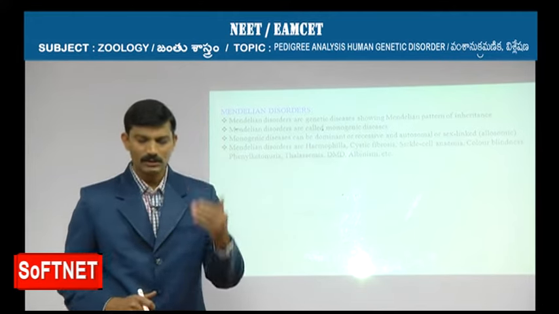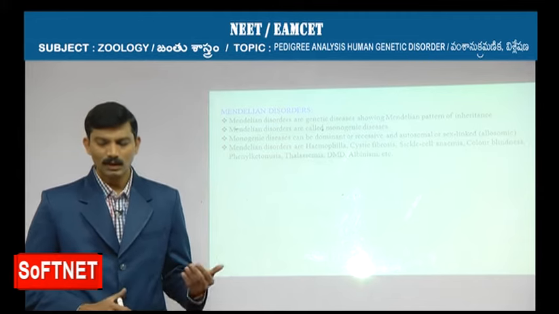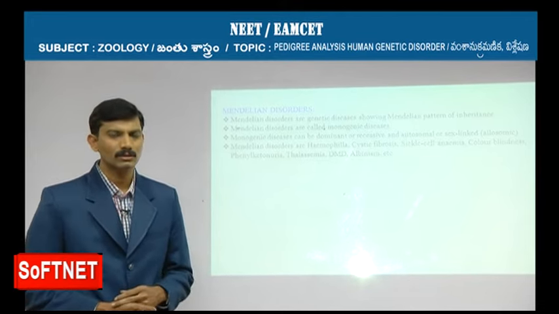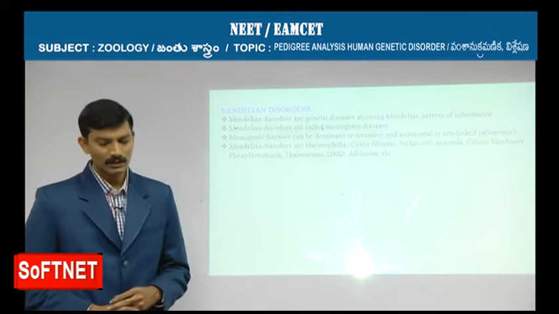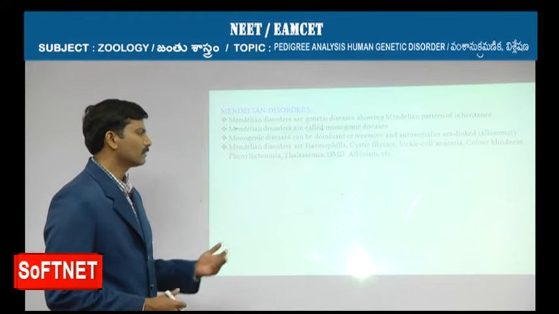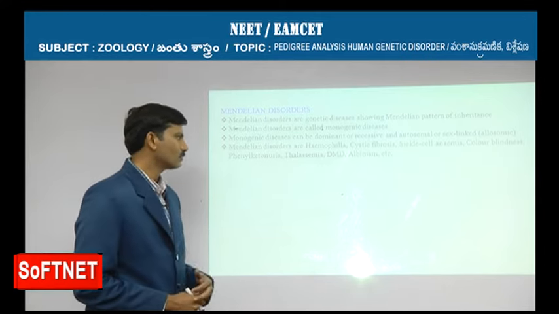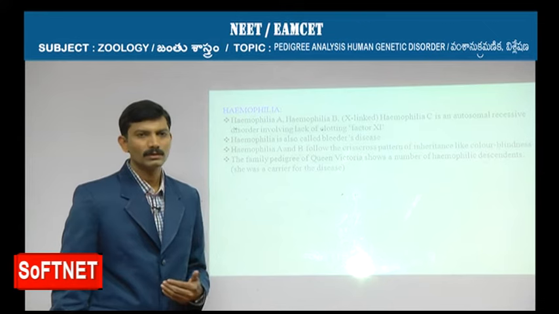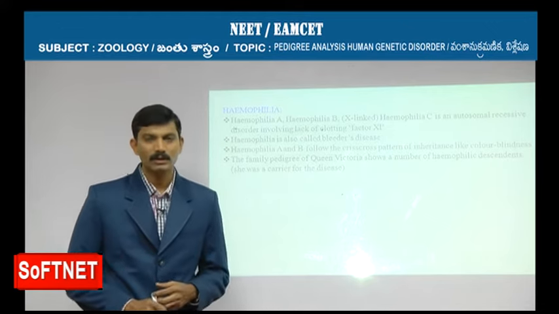Monogenic diseases run in families, and they may be either dominant or recessive. They can be autosomal or allosomal. With the help of the pedigree chart and analysis, we can study these disorders and how they are inherited from one generation to another. Some of the most common ones prevalent in human beings are hemophilia, cystic fibrosis, sickle cell anemia, color blindness, phenylketonuria, thalassemia, Duchenne muscular dystrophy and albinism. These are all examples of the Mendelian pattern of inheritance, the monogenic diseases or Mendelian disorders.